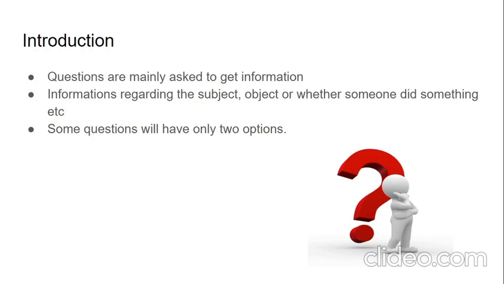You ask a question mainly to get information. So you would want to know, or you would like to get an answer based on the question that you are asking to a particular person. So when you ask what is your name, you would like to know the name of the person. What are you doing? You would like to know what he or she is doing. So you would want to get information regarding a subject or an object, or someone did something, or anything of that sort. What is the time?